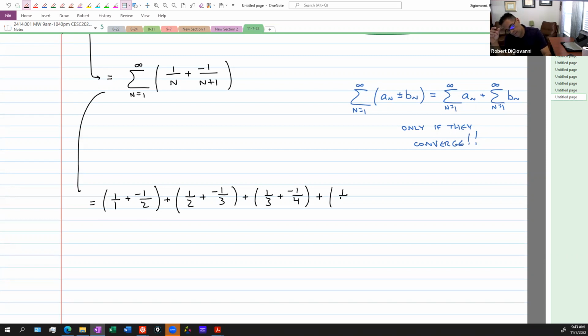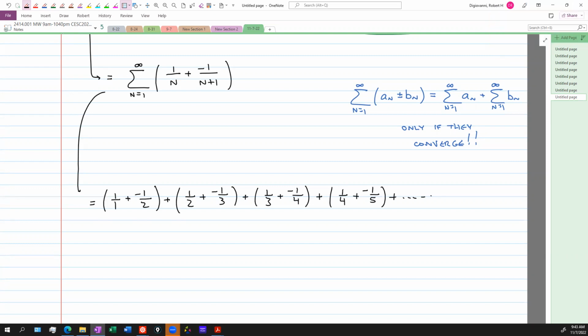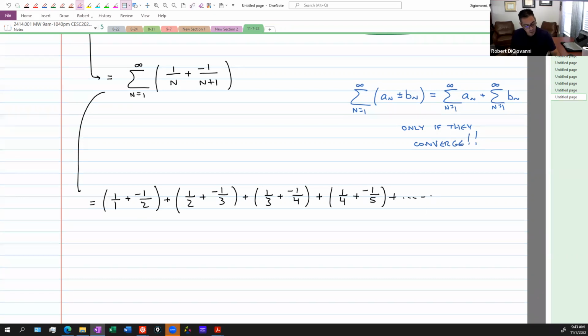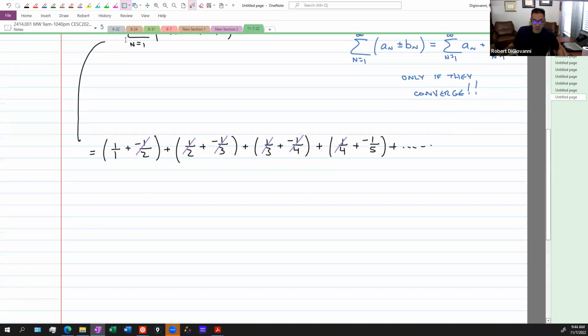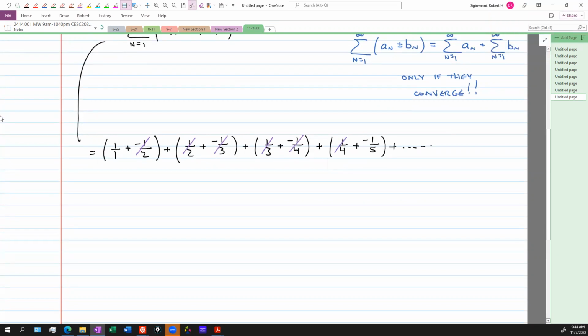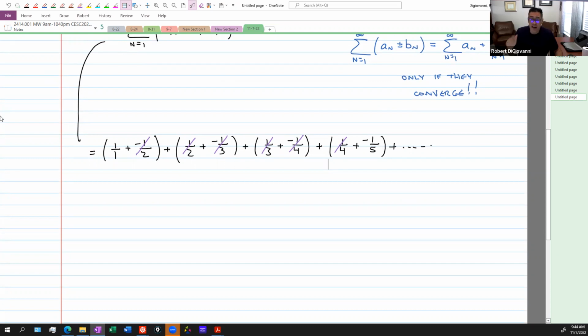Who sees it? They're canceling out. Yeah, things are canceling. Do y'all see that? We have a negative 1 half that cancels with a 1 half. We've got a negative 1 third that cancels with a 1 third. We've got a negative 1 fourth that cancels with a 1 fourth. And that's going to keep happening, isn't it? So what do you think the answer is going to be? 1. That is correct. That is the correct answer.